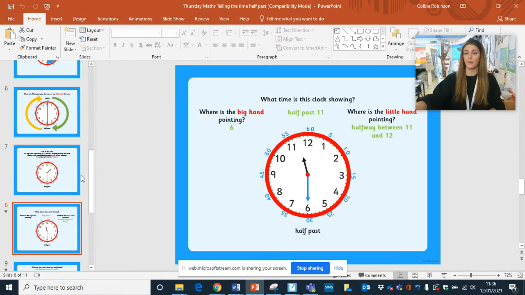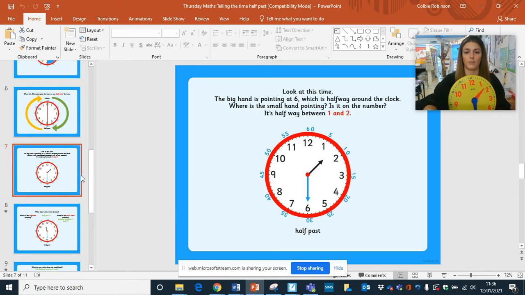So the big hand, where is the big hand? So the big hand, the minute hand, is at the 6 at the bottom, so it always is there for half past. And the little hand, sorry, go back up to that one. So the little hand, or the hour hand, was between the 1 and the 2. So it's halfway between 1 and 2. So it's half past 1. It's half past the 1. Okay? Quite tricky. So that hour hand doesn't stay on the number like it does at o'clock. So as you can see, as it moves round, the minute hand moves, the hour hand moves as well. Can you see that?